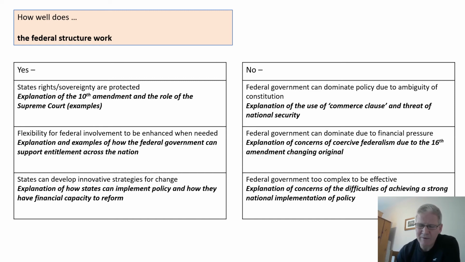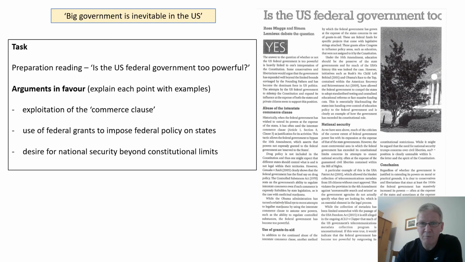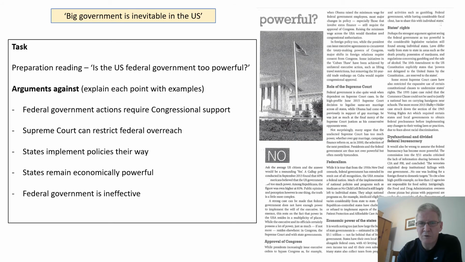It's almost saying that in fact federal government can't work effectively because of the federal structure that's in place. There's too many different states implementing policy in different ways, and as a result of which it means that policy is incohesive. You can give the example of Obamacare in this situation. To help you with this, I would review this particular article about big government being inevitable in the United States, too powerful, and look at the arguments there if you're not sure.